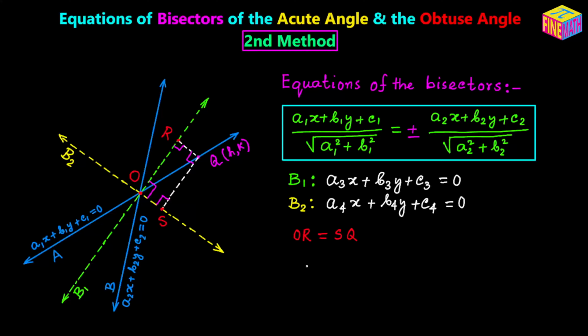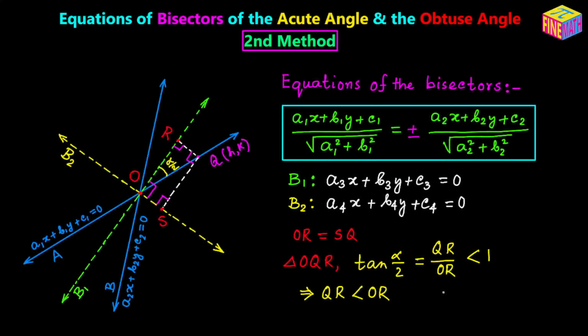Now if we look at the triangle ORQ, and if we assume that this angle is alpha over 2, or half of alpha, assuming alpha is the acute angle between the two original straight lines, so I'm writing it right here, half of alpha. Then tangent of half of alpha will be equal to QR over OR, and since alpha is an acute angle, half of alpha will obviously be less than 45 degrees. That means tangent of half of alpha will be less than 1. So we can say that this is less than 1, and from here we can say that definitely QR is less than OR, and OR is equal to SQ.